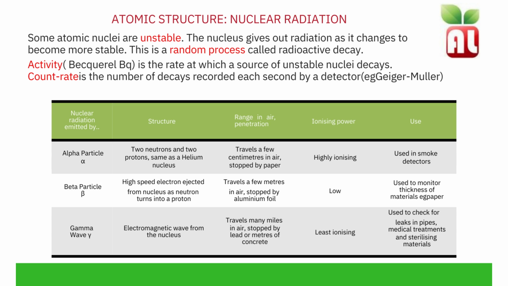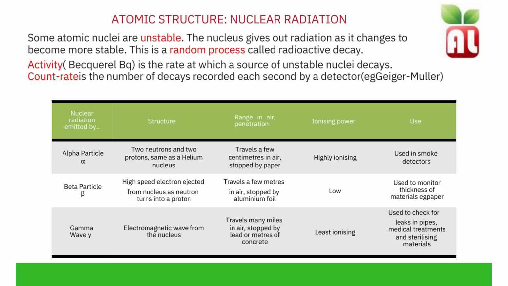Beta particles are high-speed electrons ejected from the nucleus as a neutron turns into a proton. Beta particles travel a few meters in air but are stopped by materials as thick as aluminium foil. They have low ionising power as they have a -1 charge. Beta particles can be used to monitor the thickness of materials, for example paper.